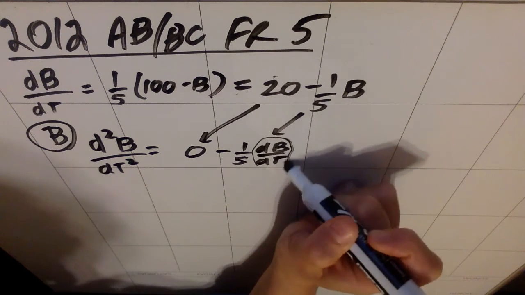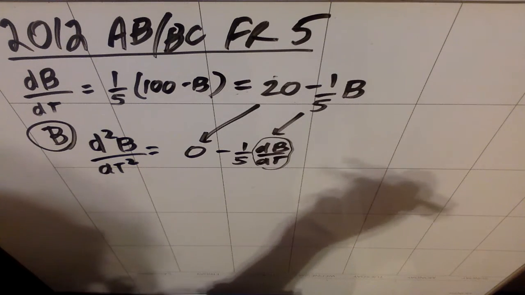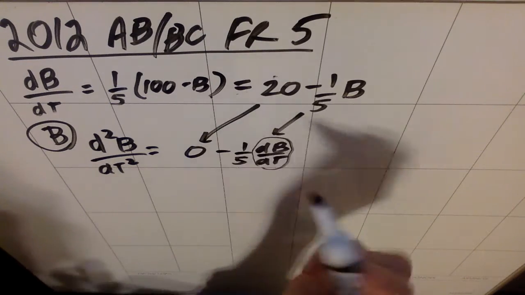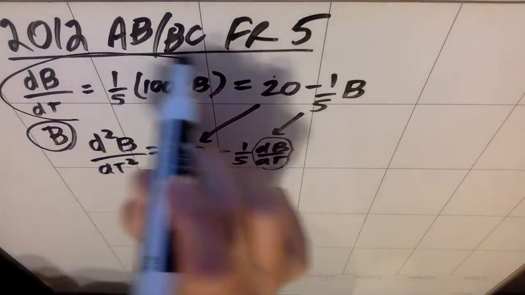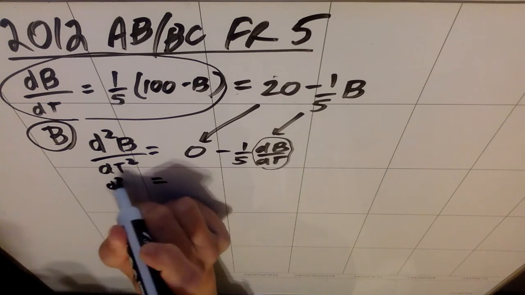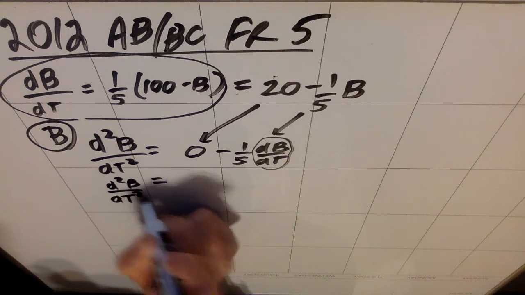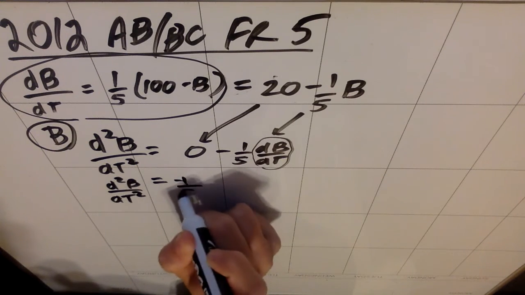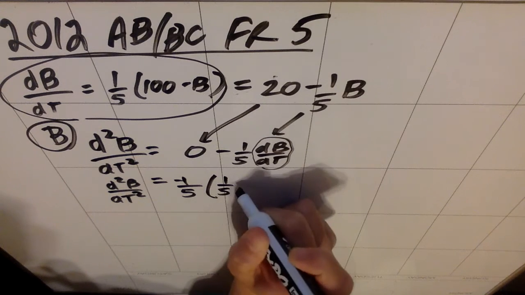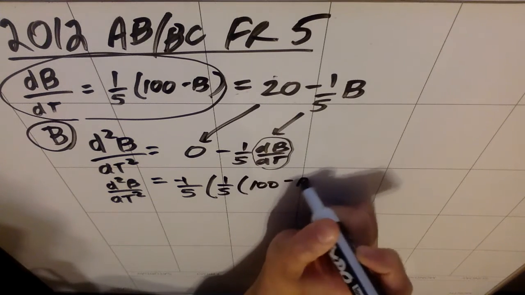You need this guy. So once you have that, remember that the question said in terms of b, which means you shouldn't have a dB/dt. But look, you already have dB/dt in terms of b. So you're going to get that your answer, d squared b/dt squared, is a negative 1/5, because that 0 is gone, times the quantity 1/5 times 100 minus b.